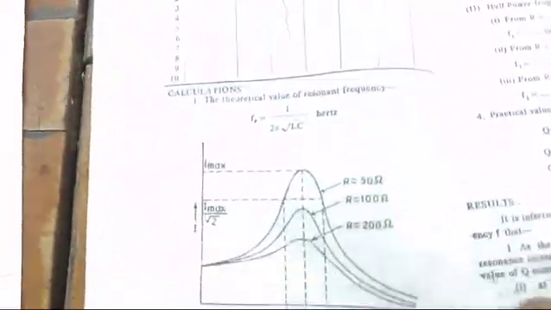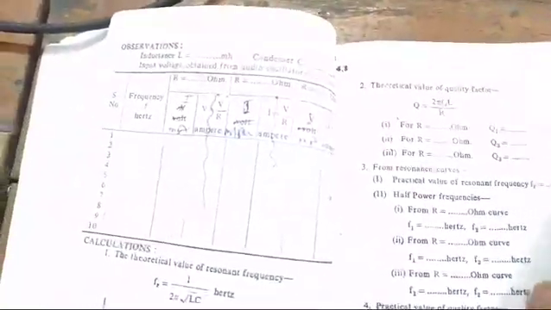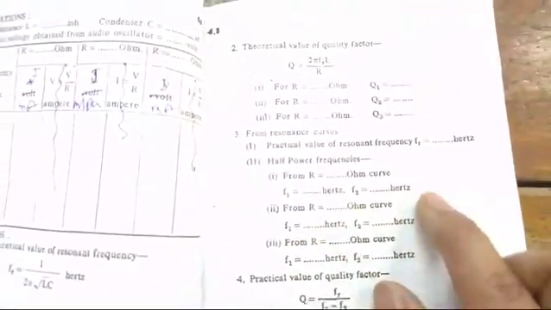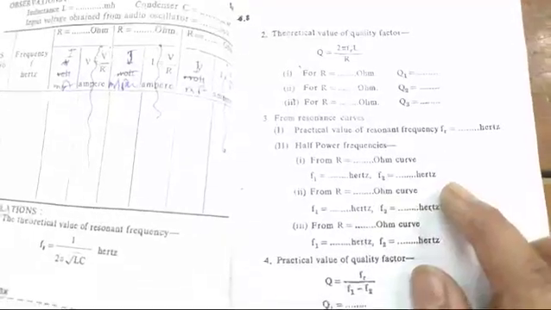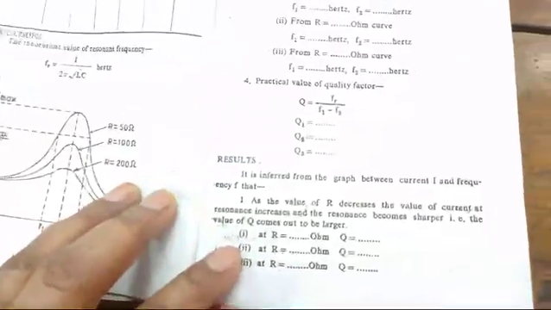And for practical values we use this resonance curve. The practical value of resonant frequency FR we note here. For the half power frequencies, we note the F1 value and the F2 value. And the practical value we determine by applying this formula, FR upon F1 minus F2. After this we write the result.